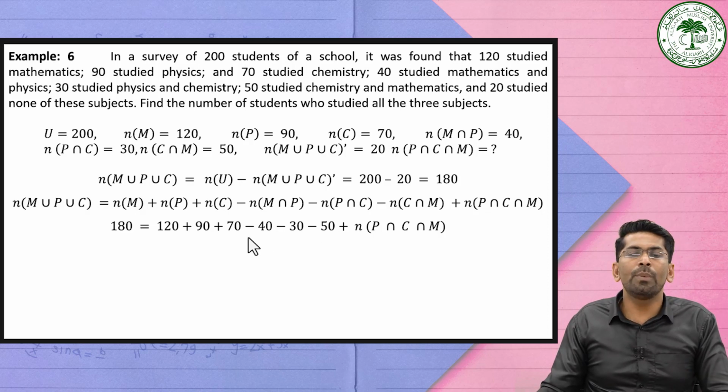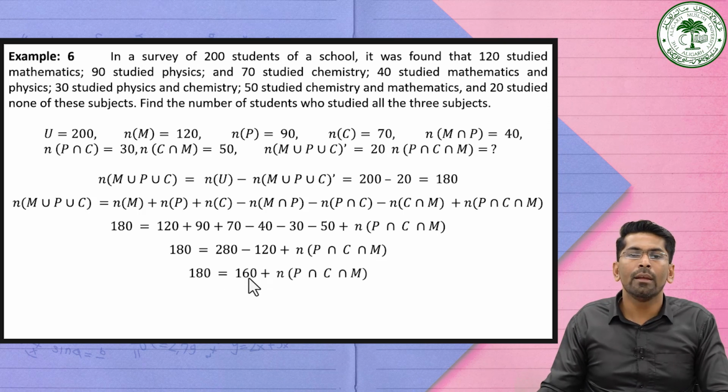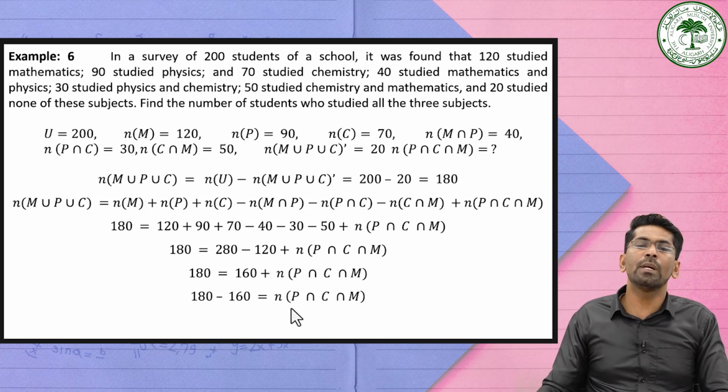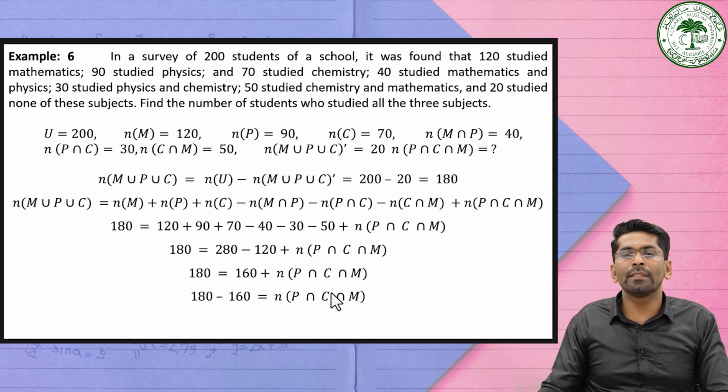If you solve this equation for the number of elements in P intersection C intersection M, then 180 is equal to 280 minus 120. So it is 180 minus 160, which will give the number of elements in P intersection C intersection M. And what is this showing?